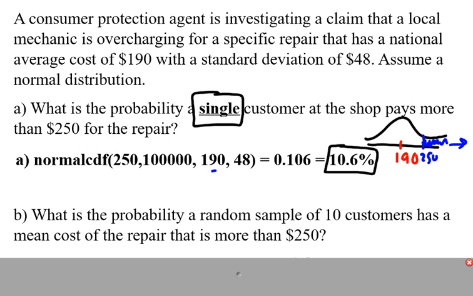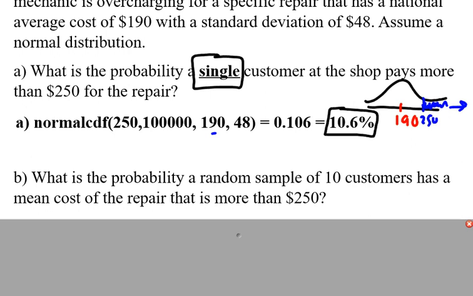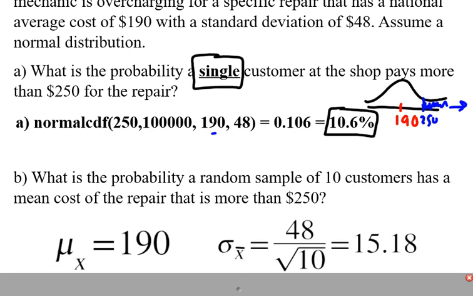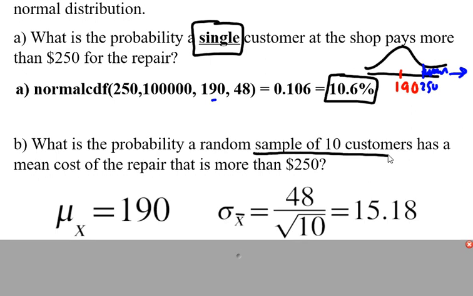However, what if the investigation did a sample of 10 customers? And we want to know the probability that the sample average for those 10 customers is more than 250. Well, now we are going to be using the central limit theorem, because we're talking about a sample, and we want to find the average of a sample and then the probability associated with that sample. The average for the sample should still be the same as the population, but the standard deviation will be a lot smaller. I'll take the individual standard deviation for the population, 48, divided by the square root of 10, and now I get a standard deviation of 15.18.